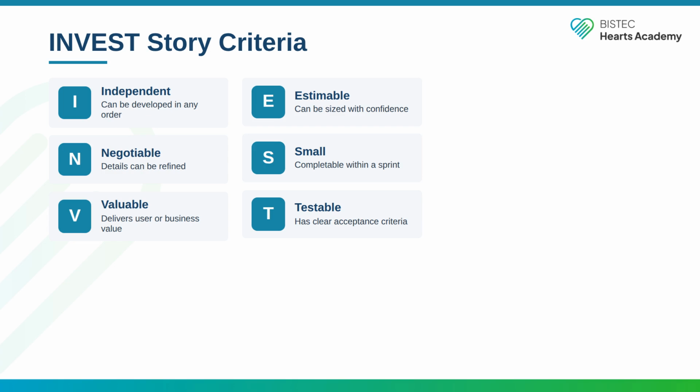Estimable means the team can look at the story and estimate how long it will take with reasonable confidence. If you can't estimate it, break it down further. Small means the story can be completed within a single sprint. If it's too big, split it. Oversized stories are the most common sprint planning failure.